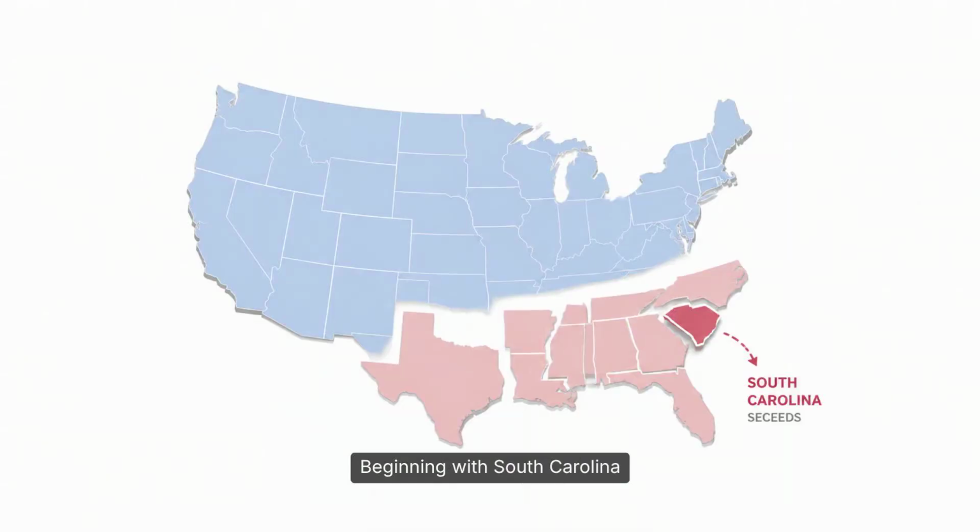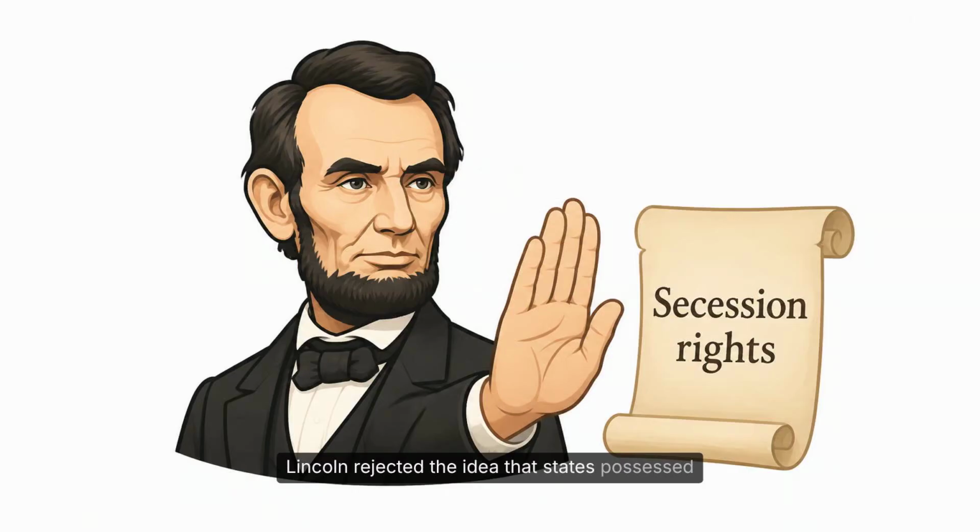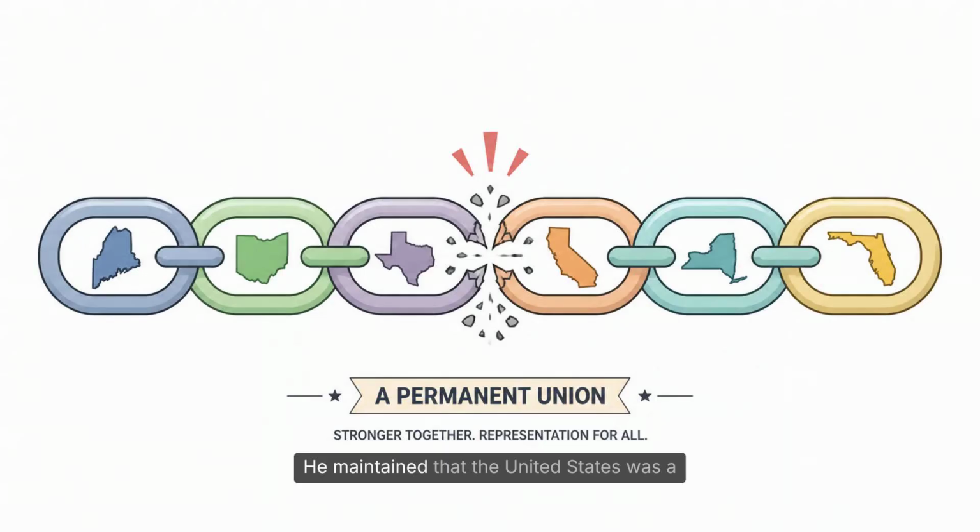Beginning with South Carolina in December 1860, 11 Southern states seceded from the Union. They formed a separate government known as the Confederate States of America, with Jefferson Davis as its president. Lincoln rejected the idea that states possessed a constitutional right to leave the Union. He maintained that the United States was a permanent union and that secession threatened the survival of representative government.